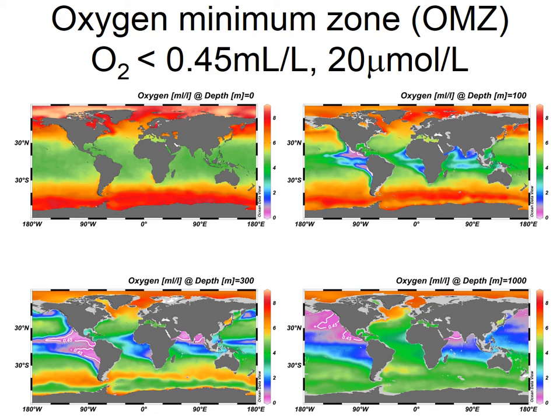This is a level of oxygen that is low enough that the macrofauna, so big fish or little fish, any kind of multicellular big thing, can't really survive. It's too low. So this is the kind of environment where really specialist organisms like the vampire squid can survive.